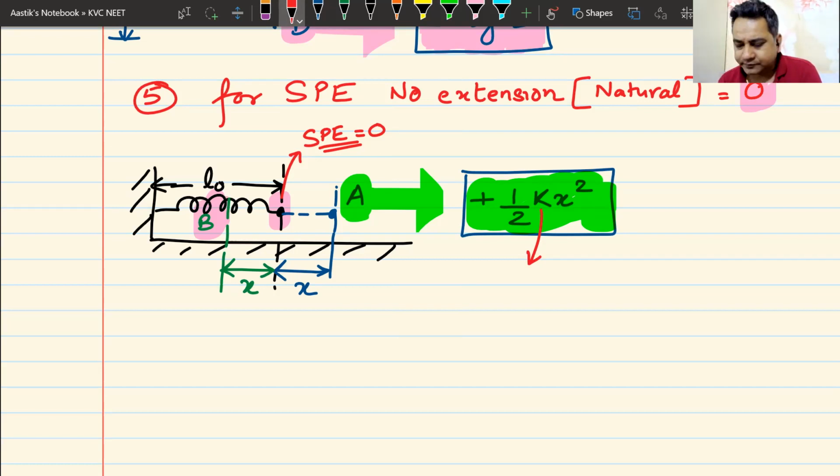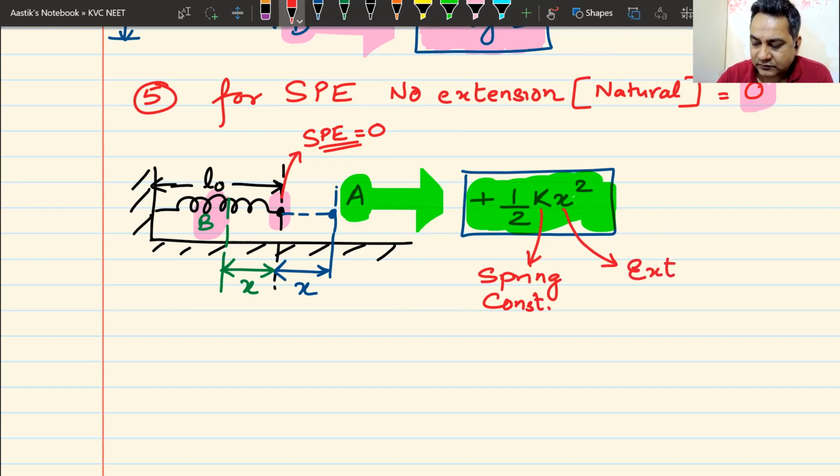We have done springs. K is your spring constant. Do you remember spring constant? K is your spring constant. And this X in this case is your extension. Extension in the spring. Spring is now getting extended. So the spring potential energy at point A is plus half kx squared. K is the spring constant and x is the extension in the spring.